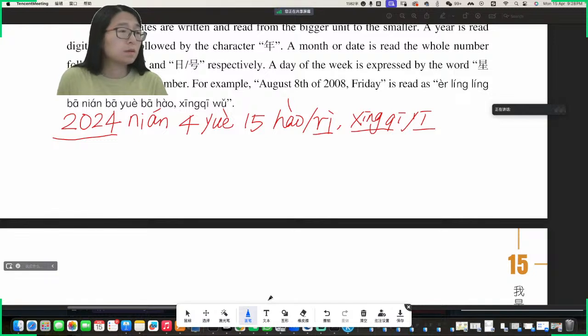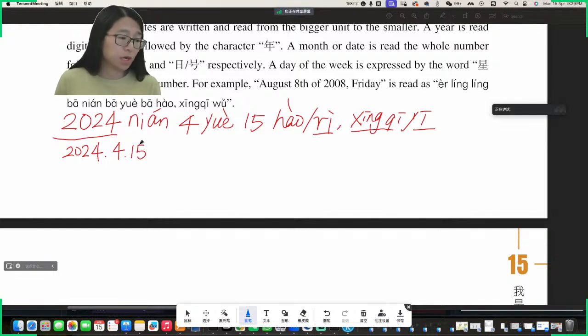Now let's say another date. How do we write it? Let me show you how we write. You can write like this. You can write a dot, 点. And then the month, and then the 15th.